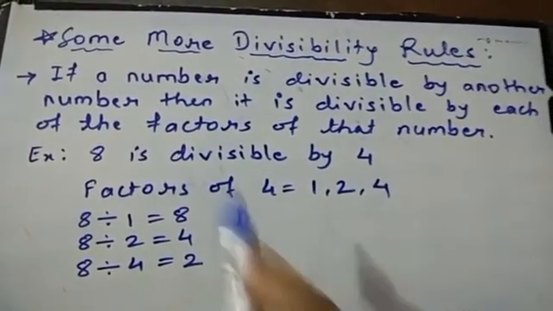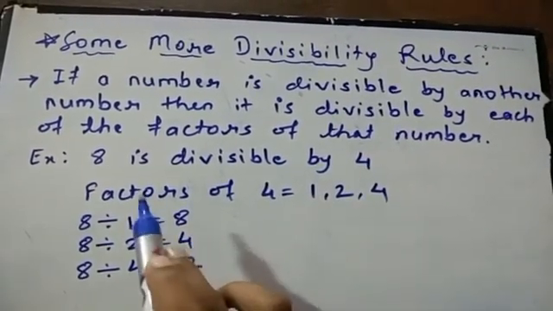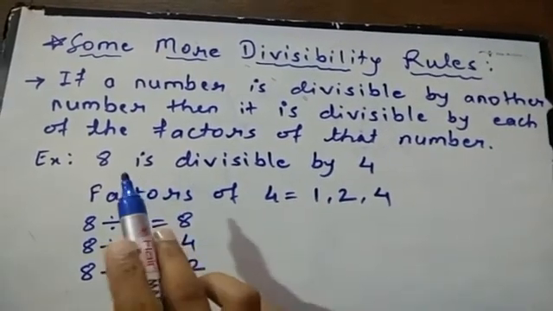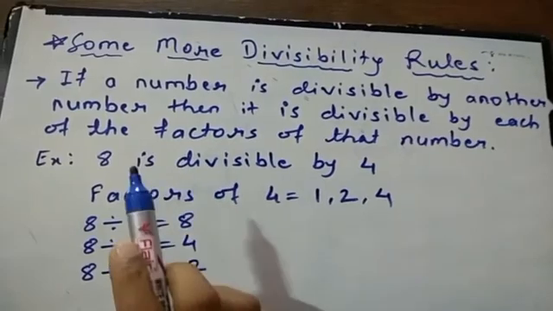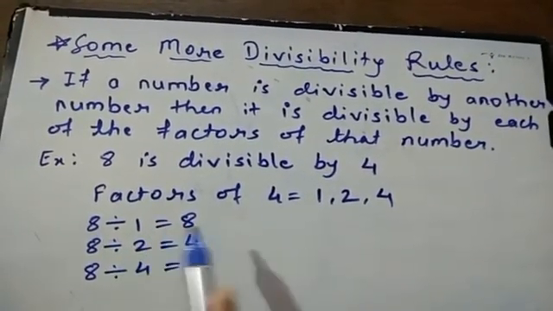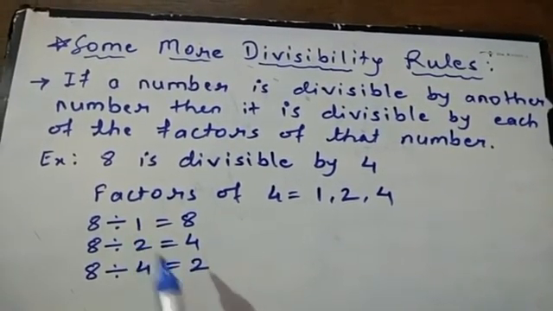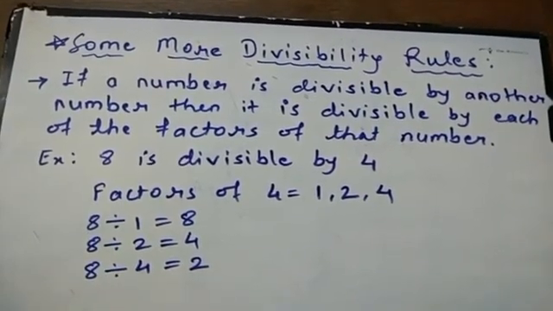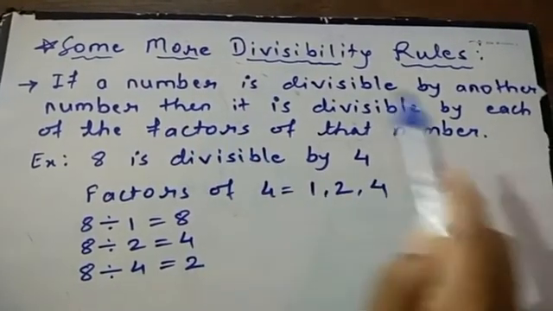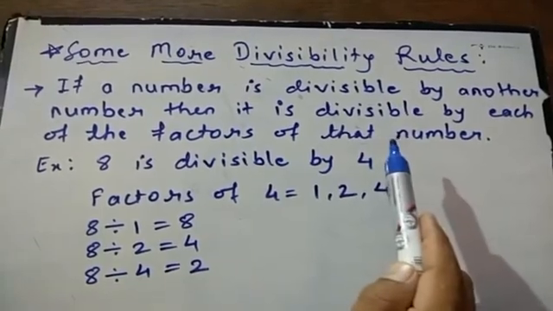For example, see here, 8 is divisible by 4, where factors of 4 are 1, 2, 4. It means, students, if 8 is divisible by 4, then definitely 8 will be divisible by each factor of 4. 8 divided by 1 is 8. 8 divided by 2 is 4. 8 divided by 4 is 2. Each and every factor can divide that 8 completely without leaving any remainder. Therefore, we can say, if a number is divisible by another number, then it is divisible by each of the factors of that number.